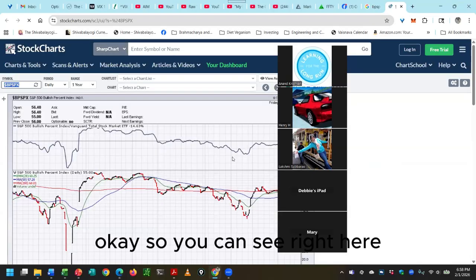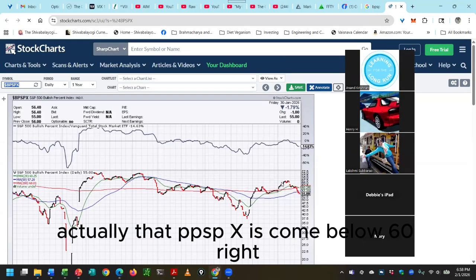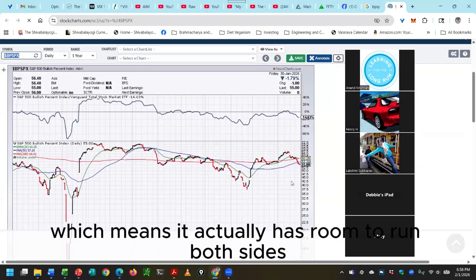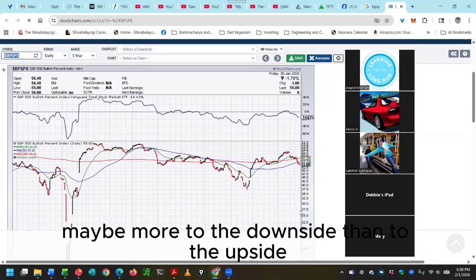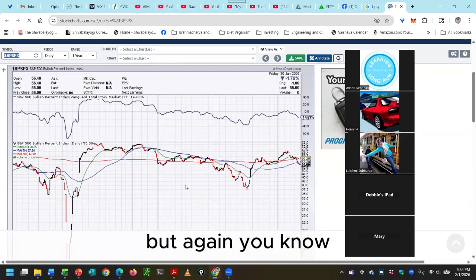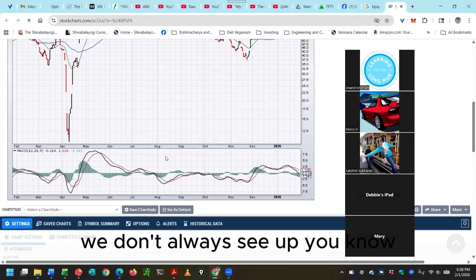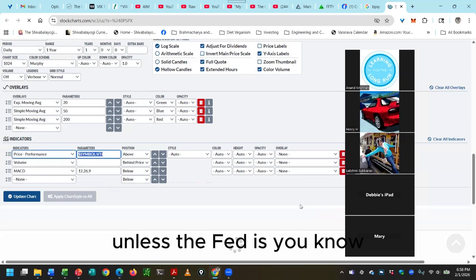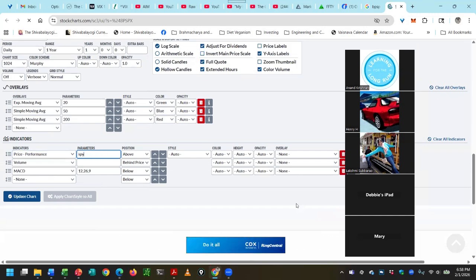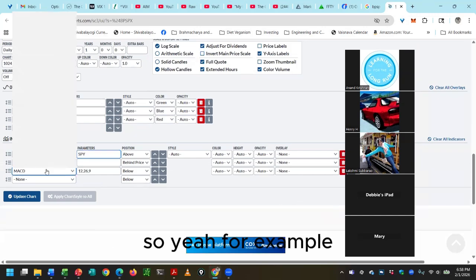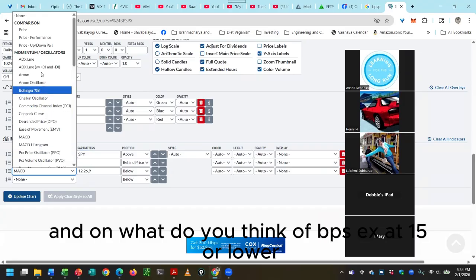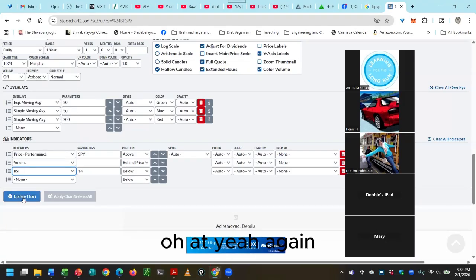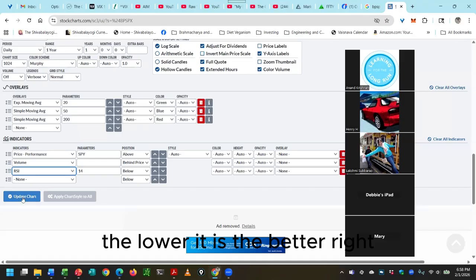So you can see right here that BPSPX has come below 60, which means it has room to run on both sides, maybe more to the downside than the upside. But again, we don't always see downsides as much, unless the Fed is raising rates. So, Anand, what do you think of BPSPX at 15 or lower? Again, the lower it is, the better.